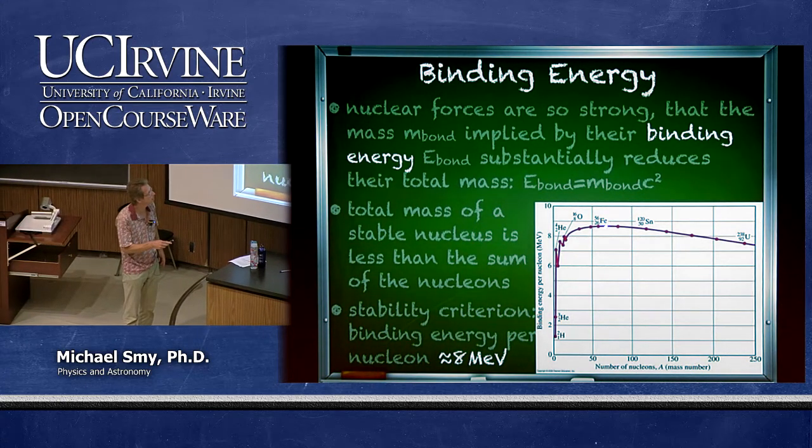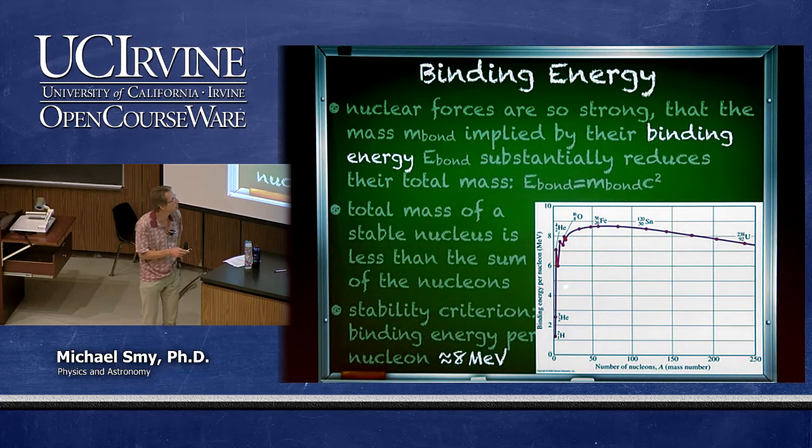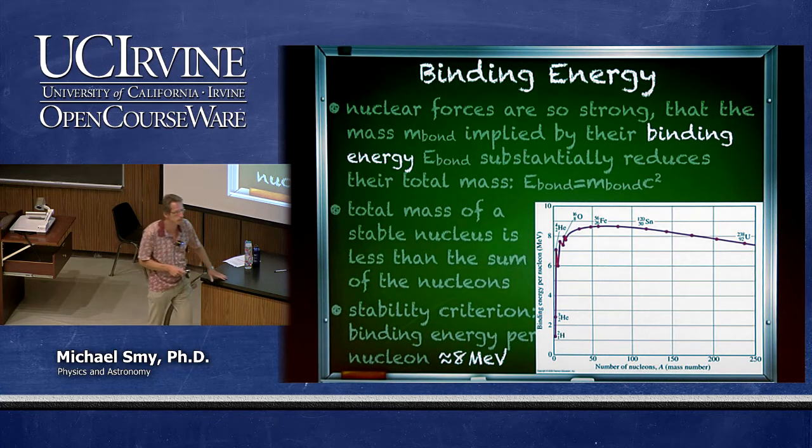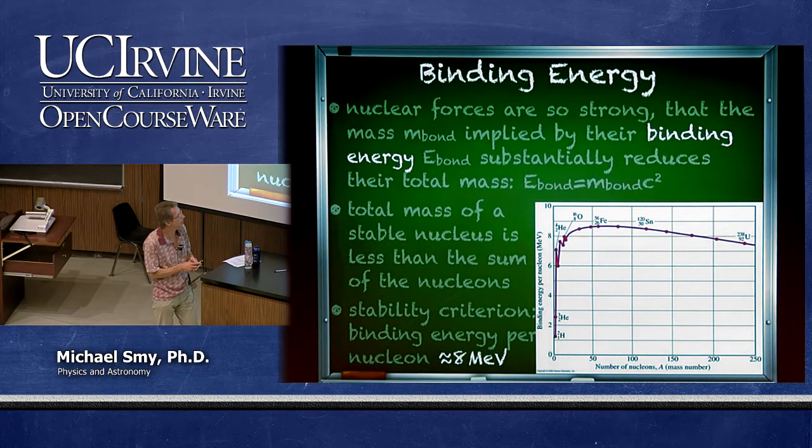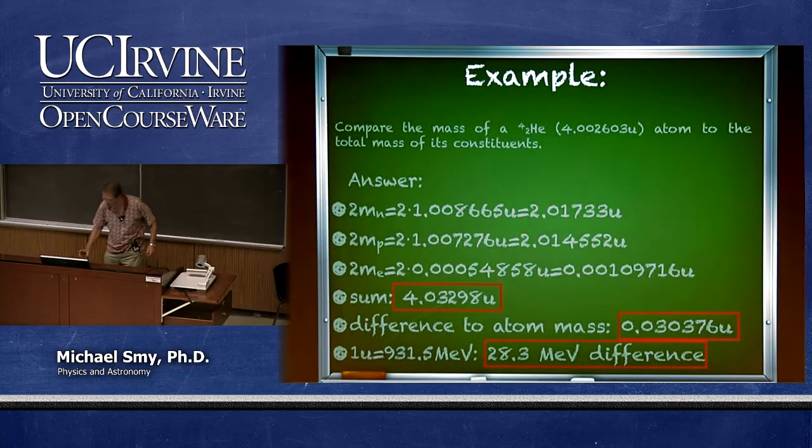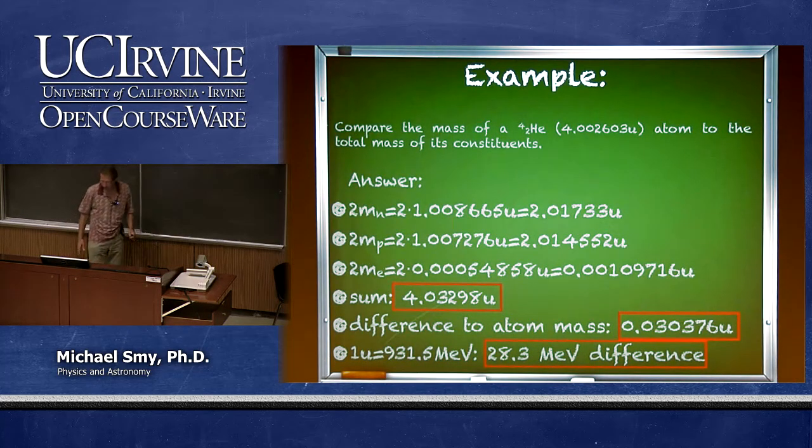And here is a graph of the binding energy per nucleon for the various elements. So the horizontal axis is the mass number. And the largest binding energy per nucleon is for iron. We can actually do a few calculations with this disappearance of part of the mass due to the binding energy.